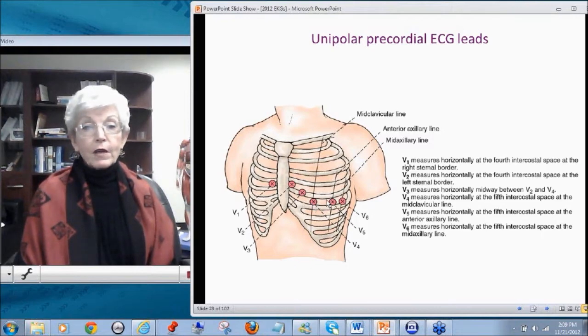Move out to the 5th intercostal space, left anterior axillary line, and that's V5. 5th intercostal space, left mid-axillary line, and that is V6. If you're going to be working in cardiology or intensive care, you really should memorize these. It's not all that hard. All you're talking about is the 4th intercostal and the 5th intercostal space, and moving from right sternal border, apex, anterior axillary, mid-axillary line.